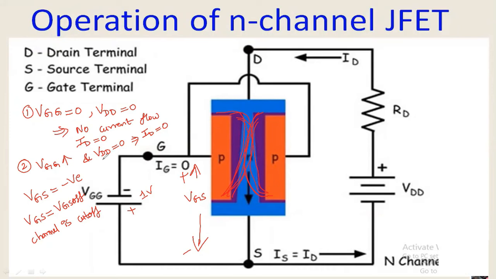Okay, when VDD is 0, ID is 0, and when VGG is increased negatively, as the reverse bias voltage increases the depletion layer width, at a certain voltage called VGS off, the two depletion regions will make contact with each other, making the channel width 0. That means we say that the channel is completely cut off. Okay, so this is the second condition.